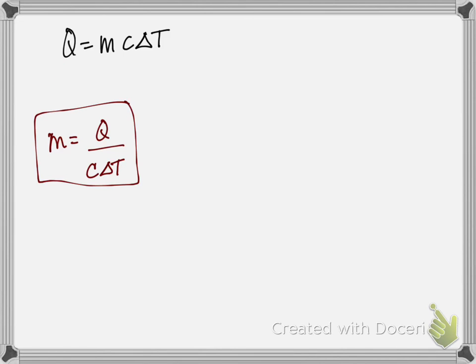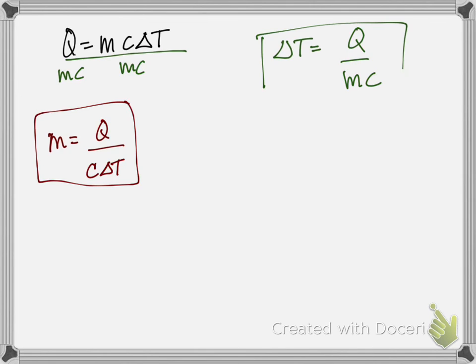Well, what if I ask for the change in temperature? Well, we can do the same thing. I can divide both sides by MC, and I can get delta T equals Q over MC. So that's my formula if I'm looking for the change in temperature. Now, if I look for a change in temperature, sometimes I might be told the beginning temperature and the final temperature, and I've got to sort of figure it out. But that's how you can find the change in temperature.